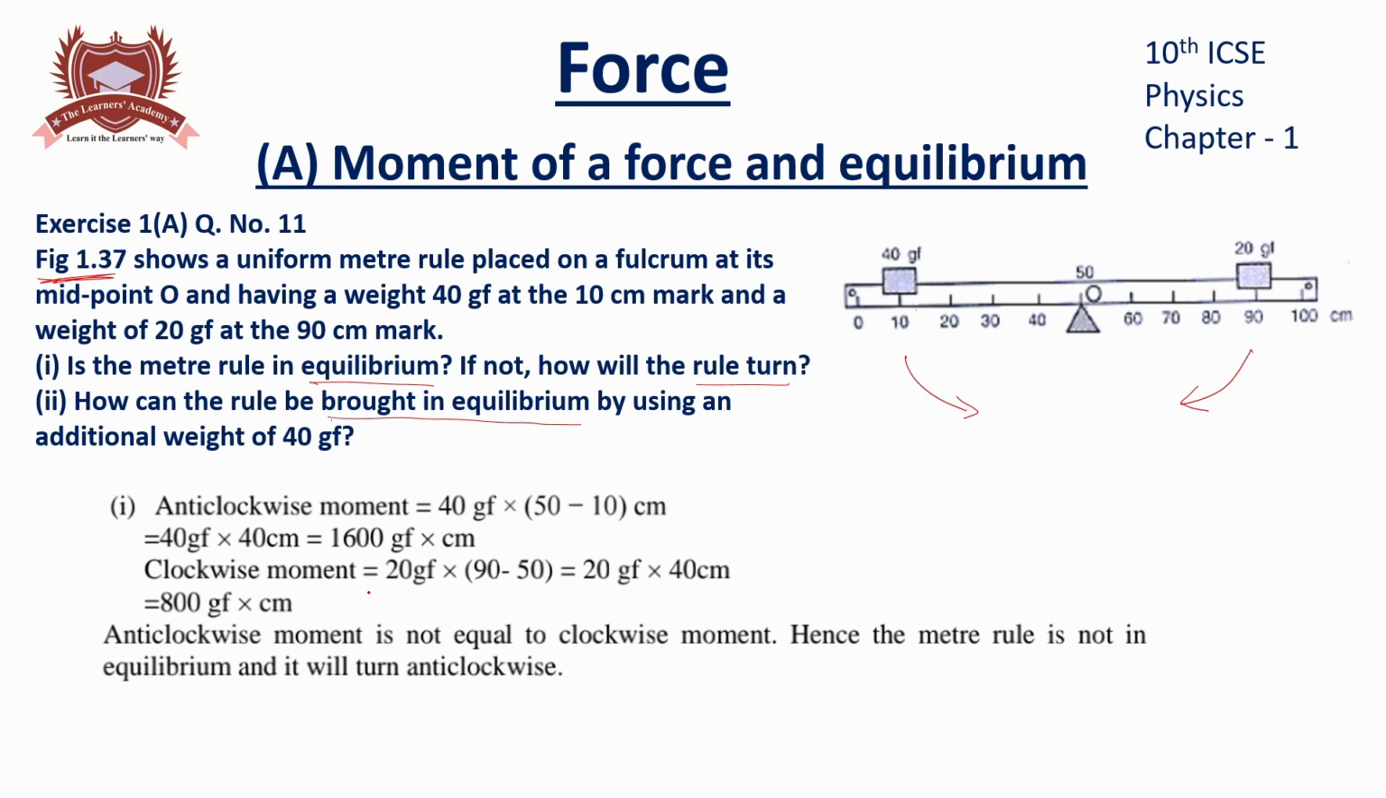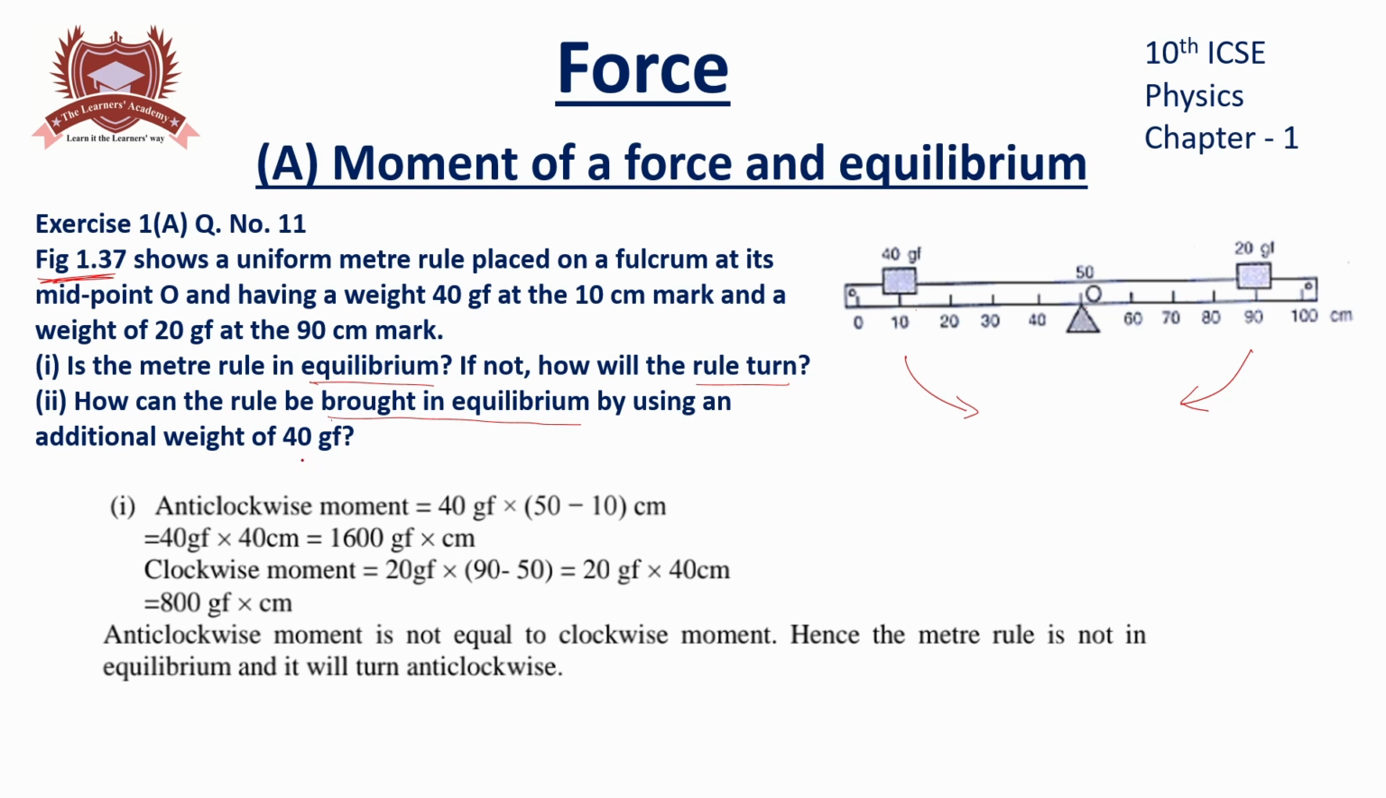Now, the anti-clockwise moment we have is 20 gram force multiplied by 90 minus 50, which is equal to 20 gram force multiplied by 40. So it is 80 gram force multiplied by centimeters, or 80 gram force centimeters. So we can clearly see that the anti-clockwise moment is larger, almost twice as much as the clockwise moment.